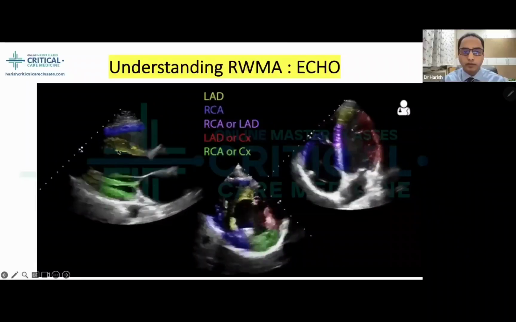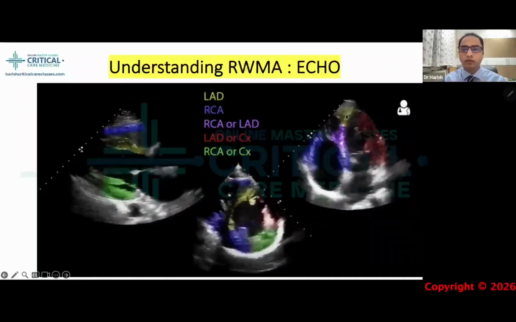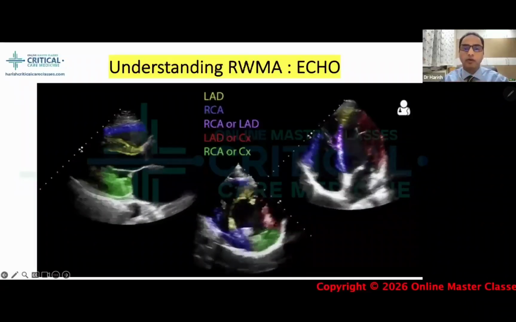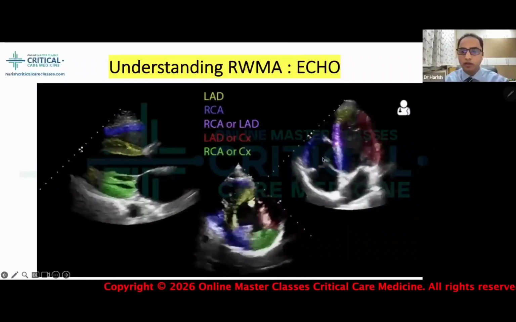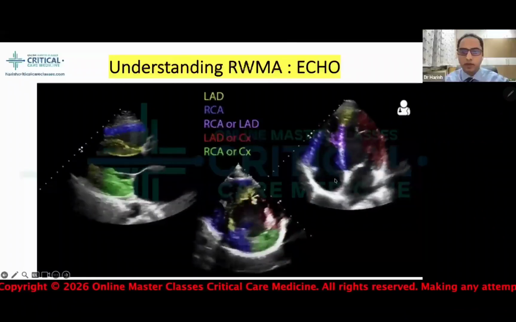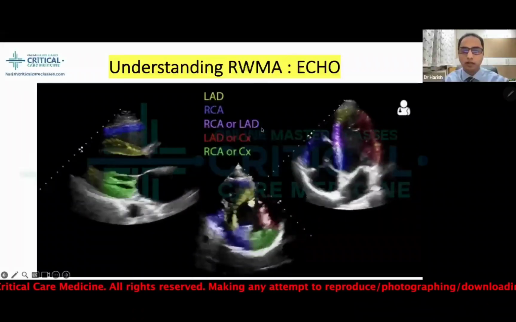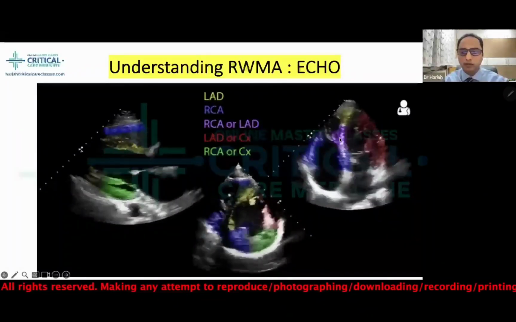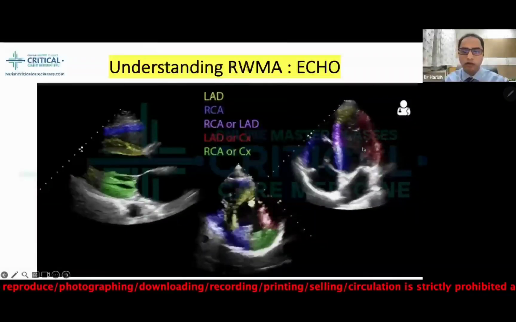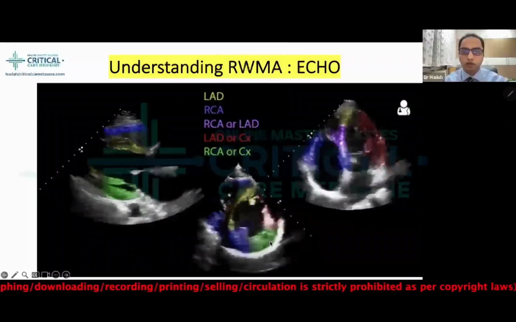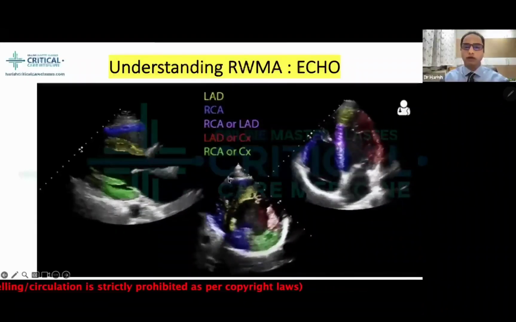So LAD territory, the yellow color is the LAD territory, that is the septum. The interventricular wall can be the problem. RCA, that is the inferior wall, blue color is the RCA. So right side heart involvement will be there, and right ventricular dysfunction is common. RCA or LAD again, it can be septal involvement. LAD, circumflex, again the inter wall involvement is common. RCA, circumflex, green. Here there is a possibility of lateral wall involvement or inferior wall involvement.